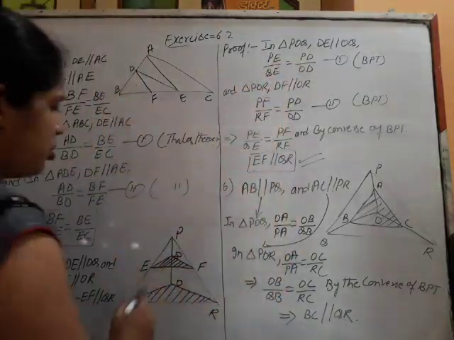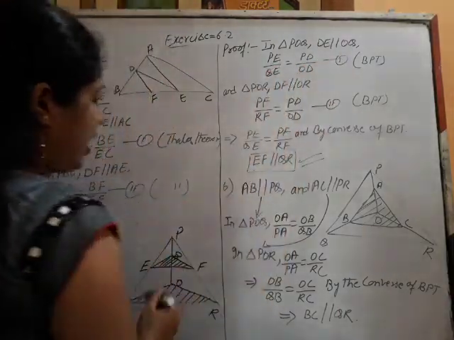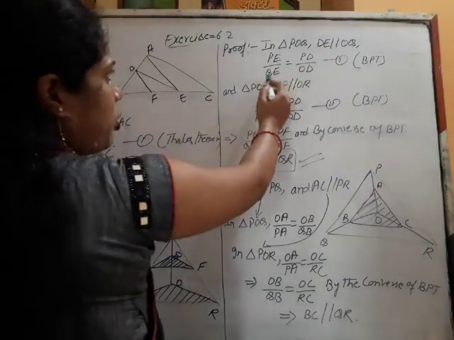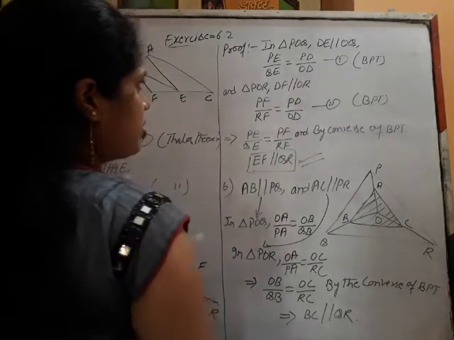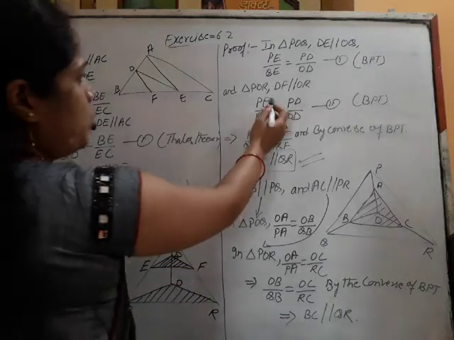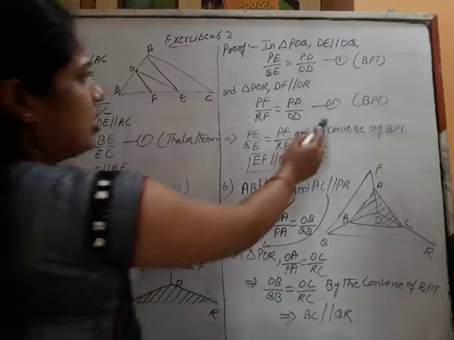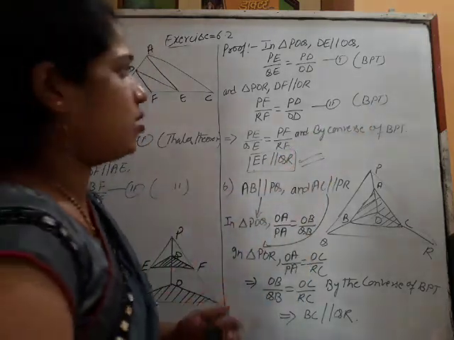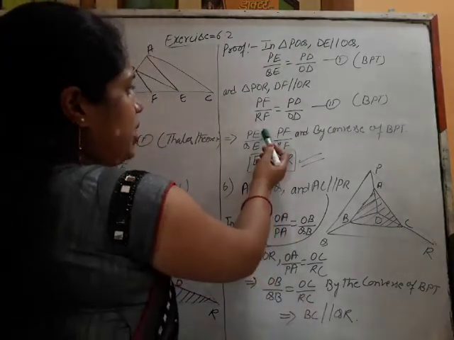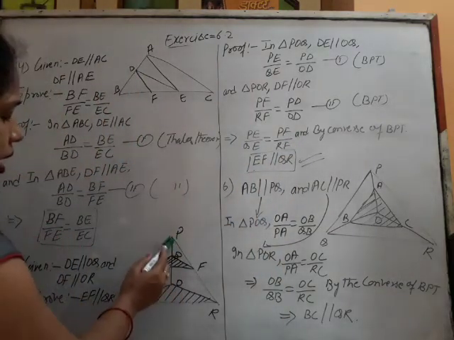In triangle POQ, ED is parallel to OQ. Then with the Thales theorem we have PE upon QE equals PD upon OD. That is the first equation. And again in triangle POR, DF is parallel to OR. So PF upon RF equals PD upon OD. This is again with the basic proportionality theorem only. When we compare the two equations, we have the result PE upon QE equals PF upon RF.